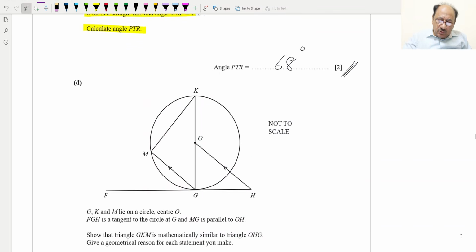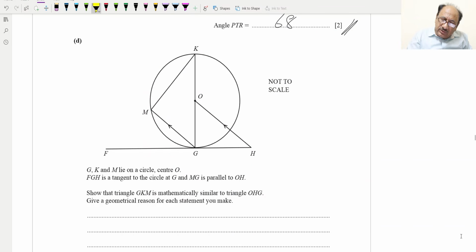Hopefully you understand this. Now D part is also interesting. It says the diagram is not to scale. G, K and M lie on the circle, center O. FGH is a triangle and is a tangent to the circle at G, and MG is parallel to OH. Now we can figure out that this is a triangle in a semicircle, and we know a triangle in a semicircle is a right angle triangle. So we can say that this is a 90 degree angle.